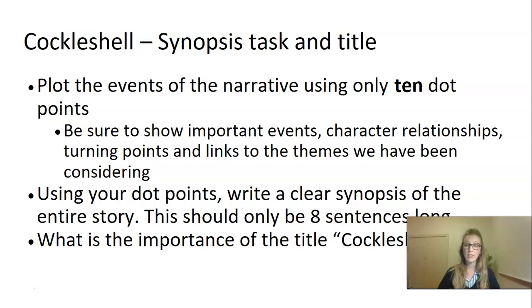Final activity is that you need to consider the importance of the title Cockleshell. Now, often the title of a short story provides an important clue for the reader about what the short story is going to be about. It's also important to consider the message of what Tim Winton is trying to convey in this story. How does the title of the short story then fit in context with the book, The Turning, as a whole?